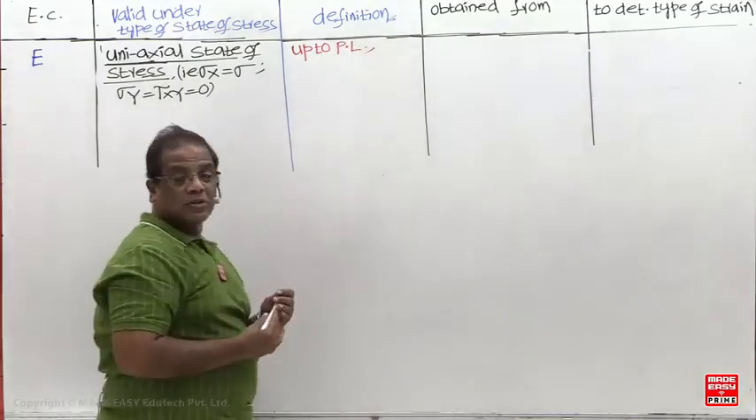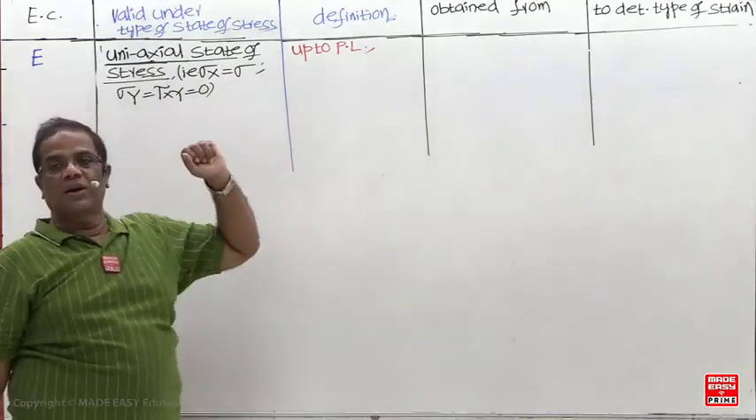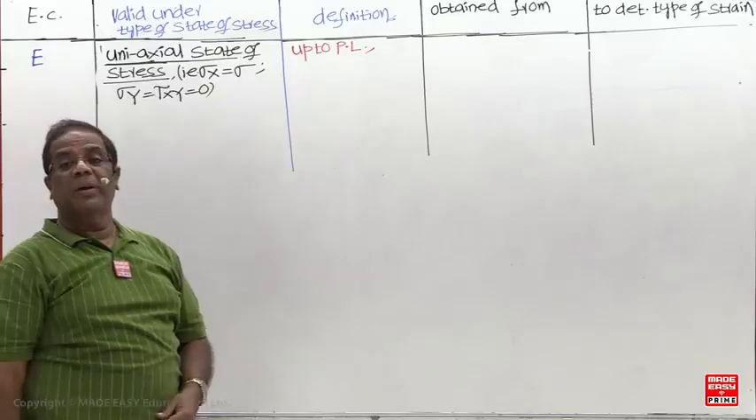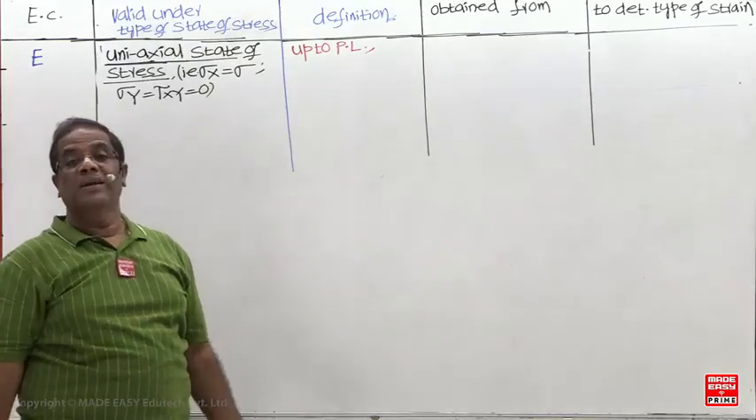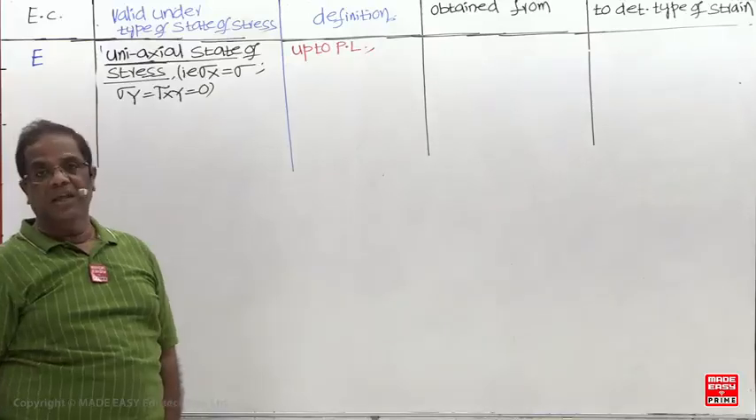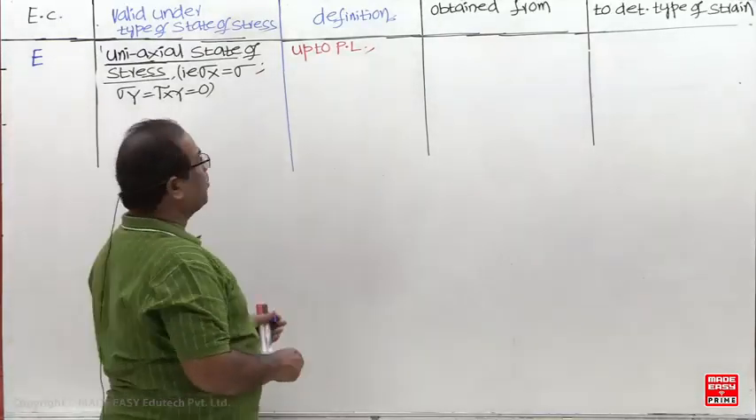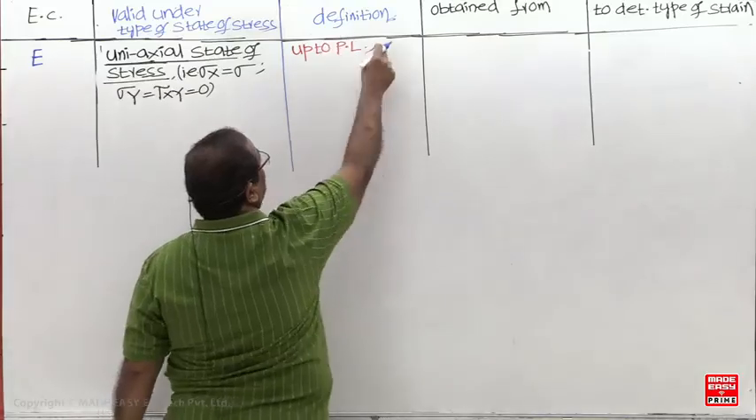You have already studied the proportional limit. All these definitions you have studied. Proportional limit is the maximum stress up to which the material obeys Hooke's law, or the stress-strain relationship is linear. Already given this definition; check your notes. Up to proportional limit. PL means proportional limit.